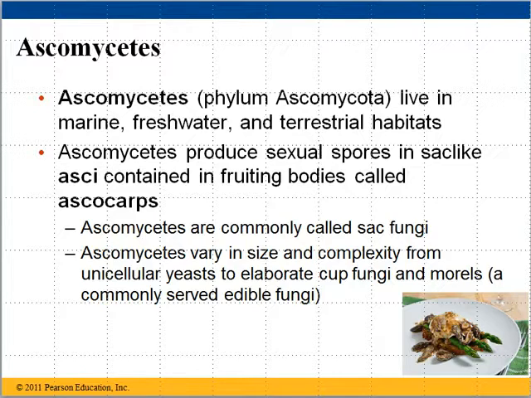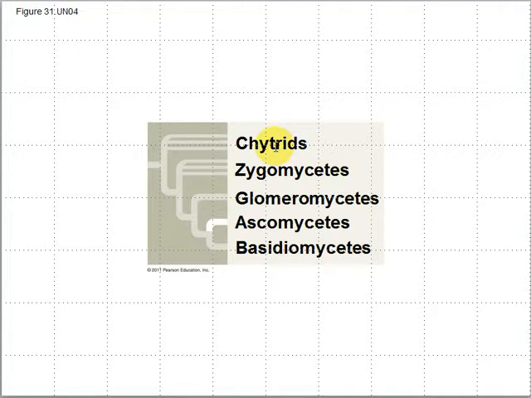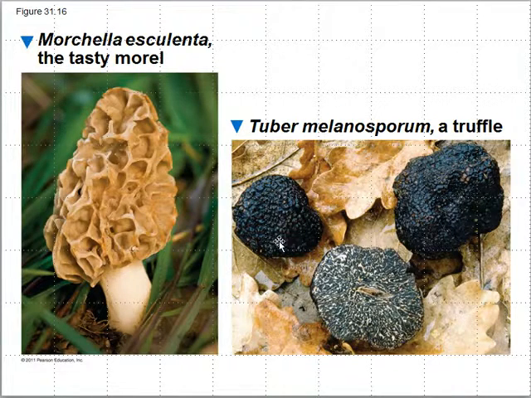So we have the chytrids, the zygomycetes, the glomeromycetes, the ascomycetes, and that's what we're looking at now, the ascomycetes. Here's a good example of a morel, which is obviously a multicellular large structure. And another good example of an ascomycete is a truffle. Truffles grow underground, but they form these parts that can be hunted and dug up and used in various food dishes. Many times they are somewhat rare and sought after, so they can be quite expensive.